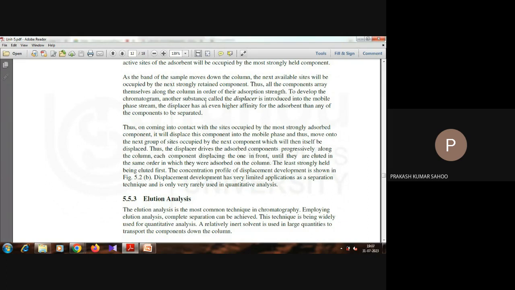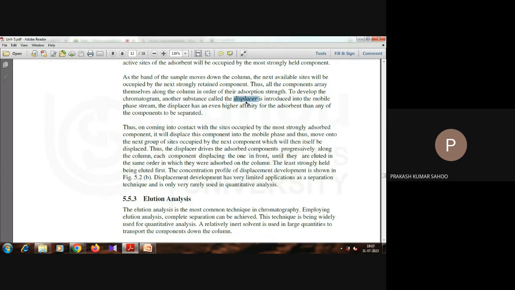Thus, all the components array themselves along the column in order of their adsorption strength to develop the chromatogram. Another substance known as a displacer is introduced into the mobile phase. The displacer has an even higher affinity for the adsorbent than any of the components of the separator. So, to give different opportunities to the different components to adhere to the surface of the adsorbent is the displacer.